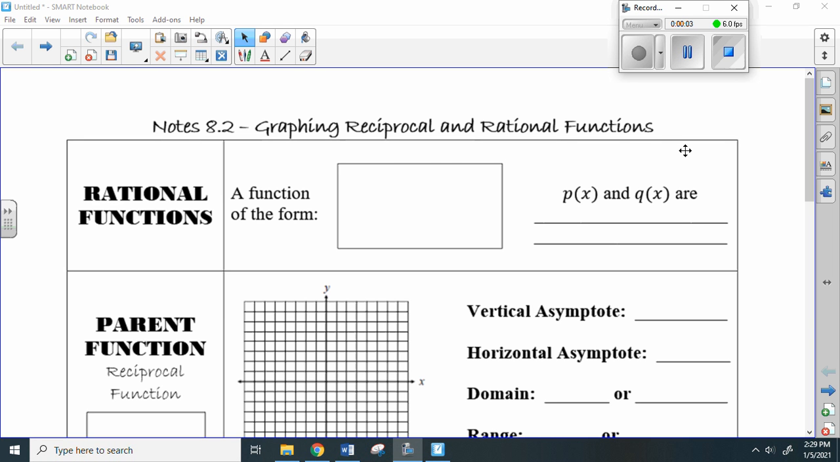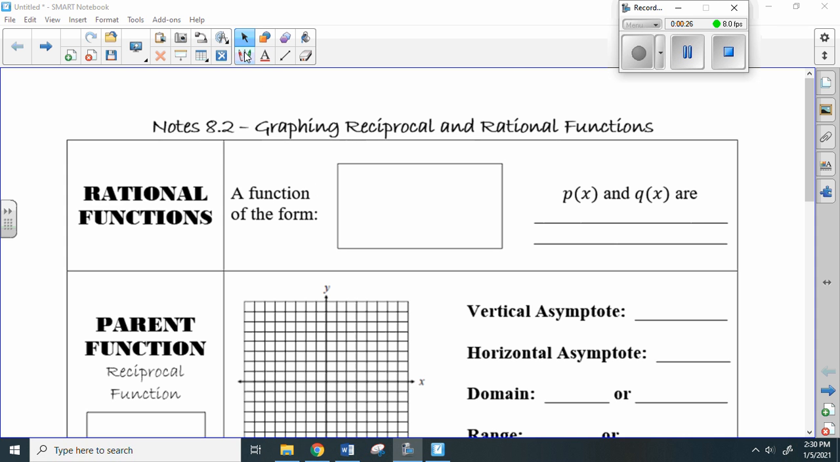In this video, we're going to be going over notes 8.2, and we're going to be looking at graphing the reciprocal and rational functions. So really we're graphing rational functions, and the parent function is called the reciprocal function. So let's just do a quick refresher. What is a rational function?